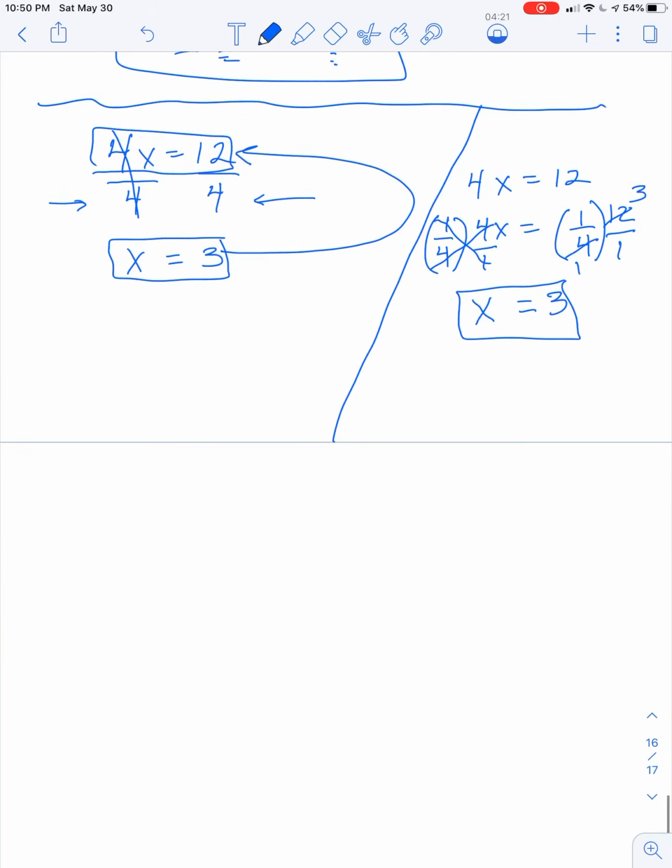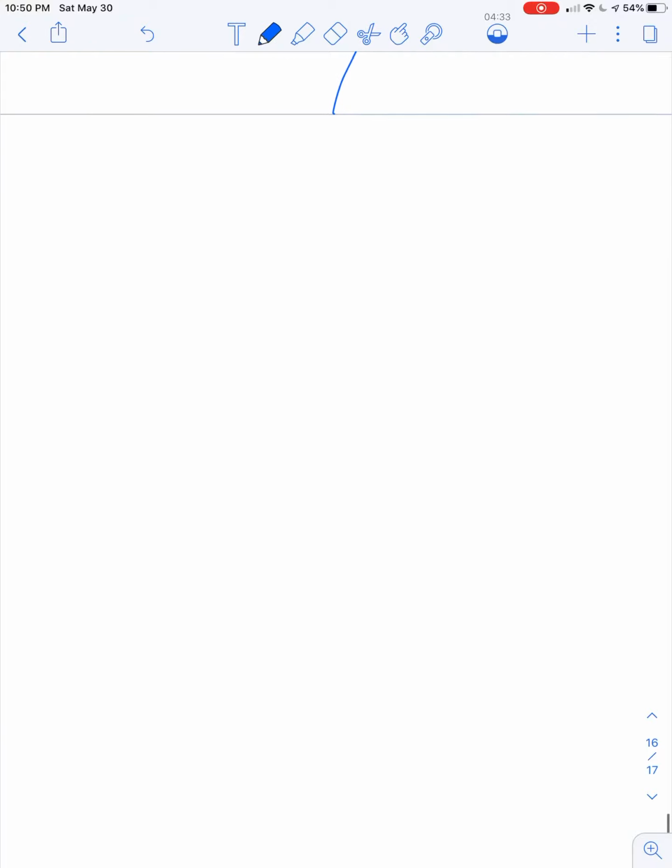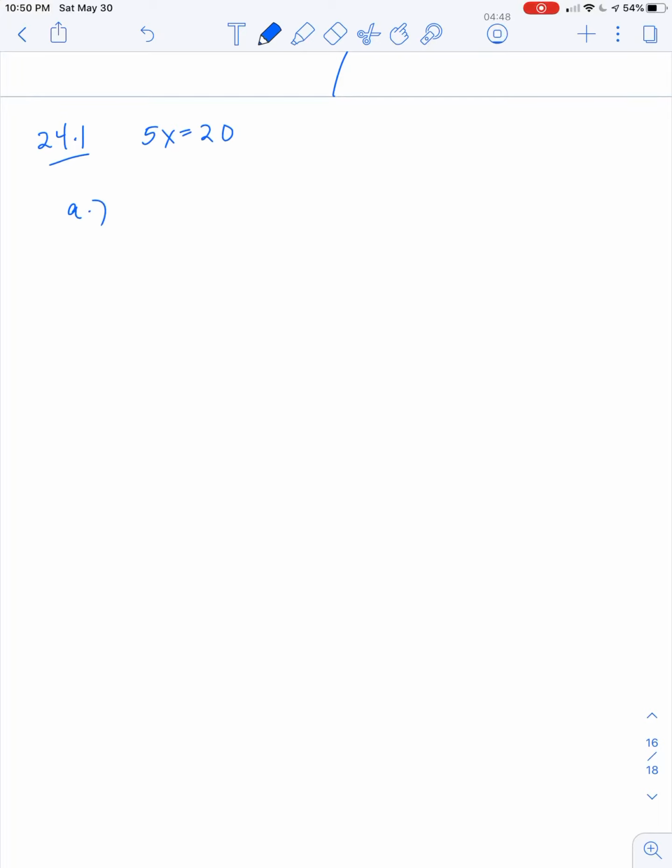So either one of these methods is correct and usable. It's really up to you which is most comfortable. Honestly, for me, this is the most comfortable when dealing with an equation that looks like this, 4x equals 12. But we're going to be using both methods today just to get a little practice, and then you can decide which one you like the best. So 24.1 in your book gives us this example, 5x equals 20. And they want us to use both methods.